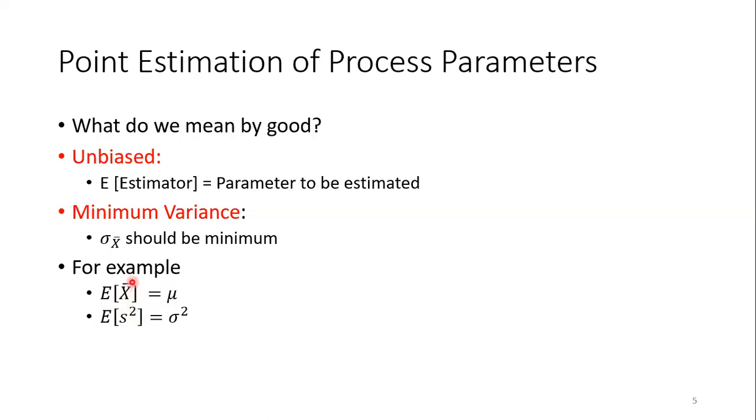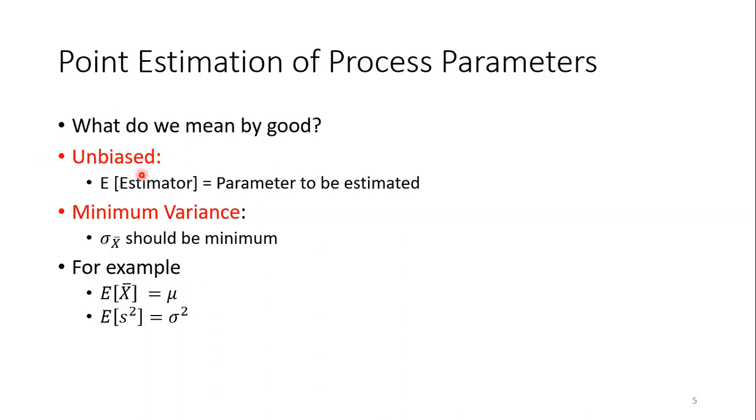What does this mean? If you are able to take many of them, so for example, if you are able to find 1,000 or 10,000 X bars, then their average will be very close to mu. Okay, so this is something good for the estimators. Their expected value is equal to mu. So this is the first thing about the estimators. It should be unbiased. Being unbiased is a good performance indicator for an estimator. And the second one is that it should have minimum variance. Okay.